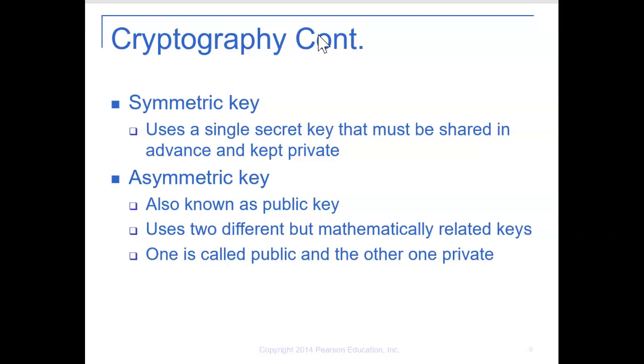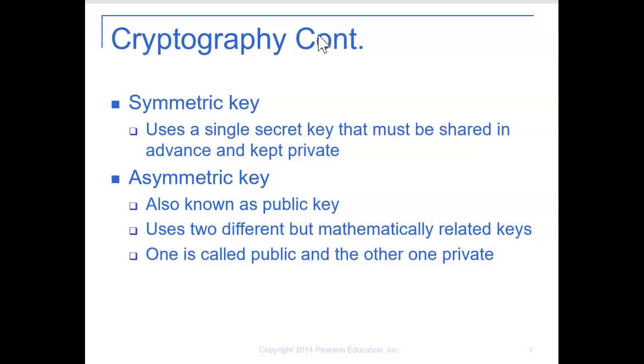Now, asymmetric cryptography is also known as public key cryptography, right? And what this is going to use is two different mathematically related keys known as public and private keys, whereas symmetric is using a single key for both encryption and decryption. Asymmetric is going to use a public key and a private key, one to encrypt and one to decrypt. And so the private key never leaves the owner's possession. You own the private key. You never, ever share it.